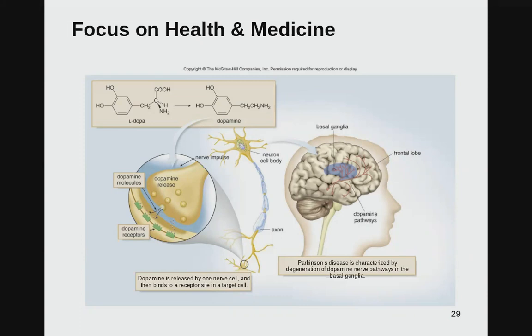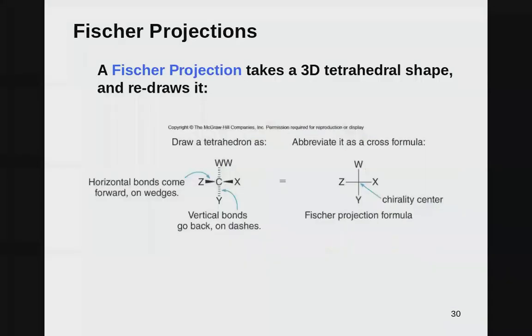Now, Parkinson's disease is characterized by the degeneration of the dopamine nerve pathways in the basal part of your brain. Right here, it's called the basal ganglia. L-Dopa is given to people, not D-Dopa, because it can actually help synthesize dopamine, thus reopening this pathway for those that suffer from Parkinson's. Not fully, of course, because if L-Dopa was super effective, Parkinson's wouldn't be as sad and depressing a disease as it is. So, all right.